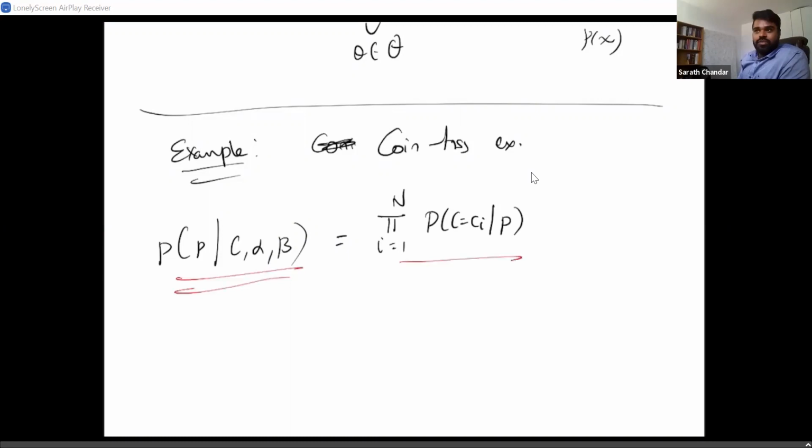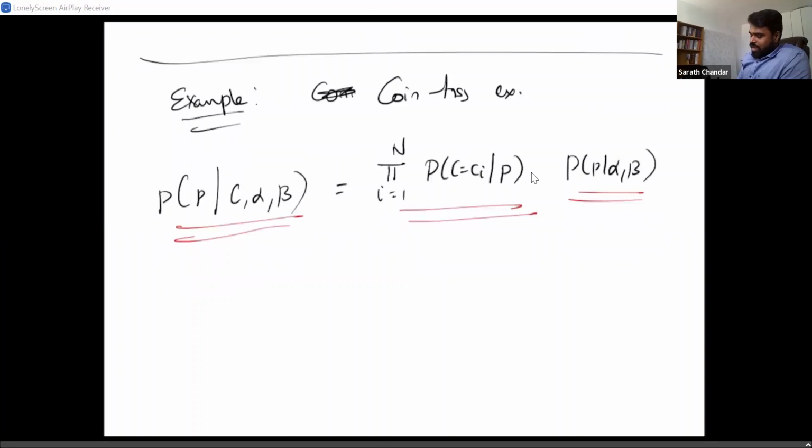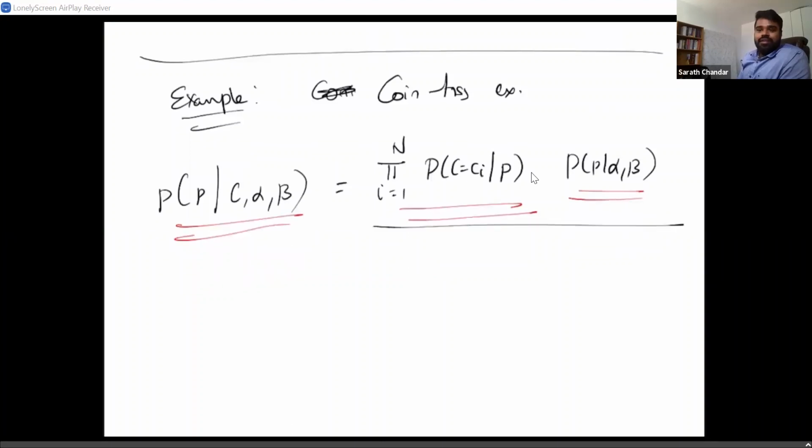This is my likelihood multiplied by the prior. The prior is the probability of P given alpha, beta. This is my prior, right? Divided by the evidence, which is the integral from 0 to 1 of the product over i equal to 1 to capital N of P of C equal to Ci given P, times P of P given alpha, beta, dP, right?